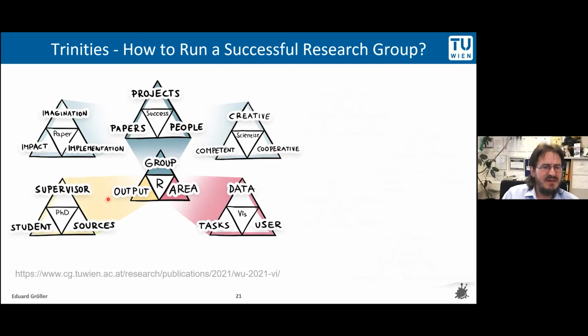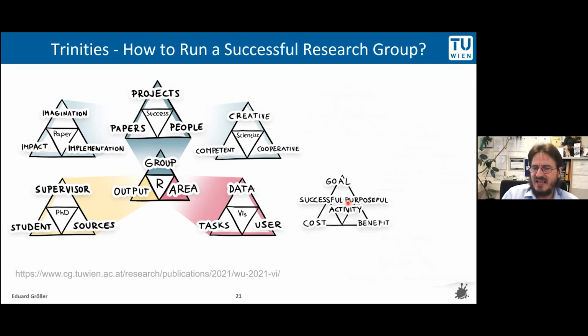But actually, for a PhD, here you have the triple S triangle. You need a supervisor and a student that have joint interest. They want to work together and they have to get along very well. And they need the necessary sources. You cannot do a PhD on the sideline. It's a full-time job.